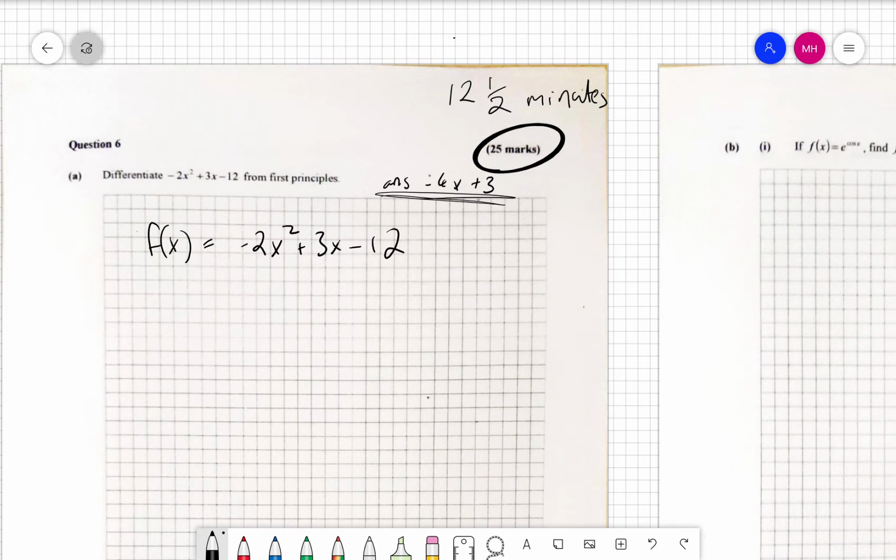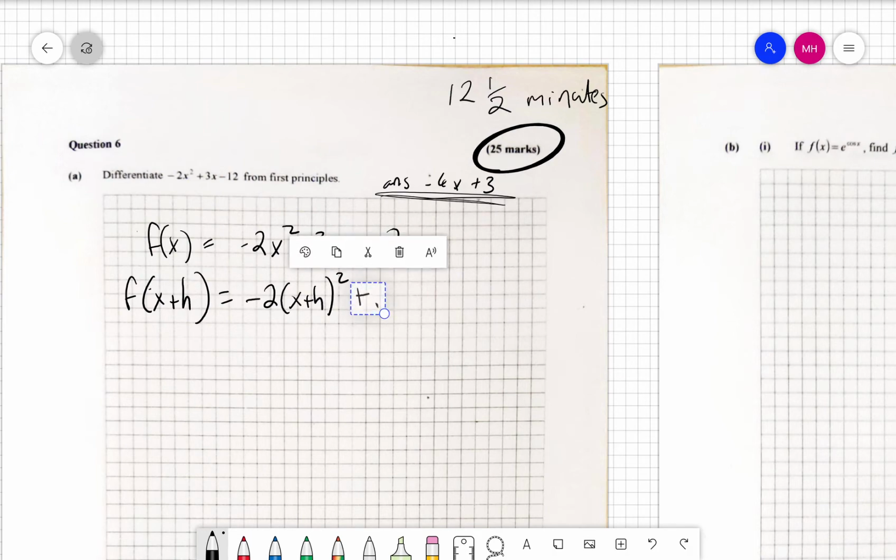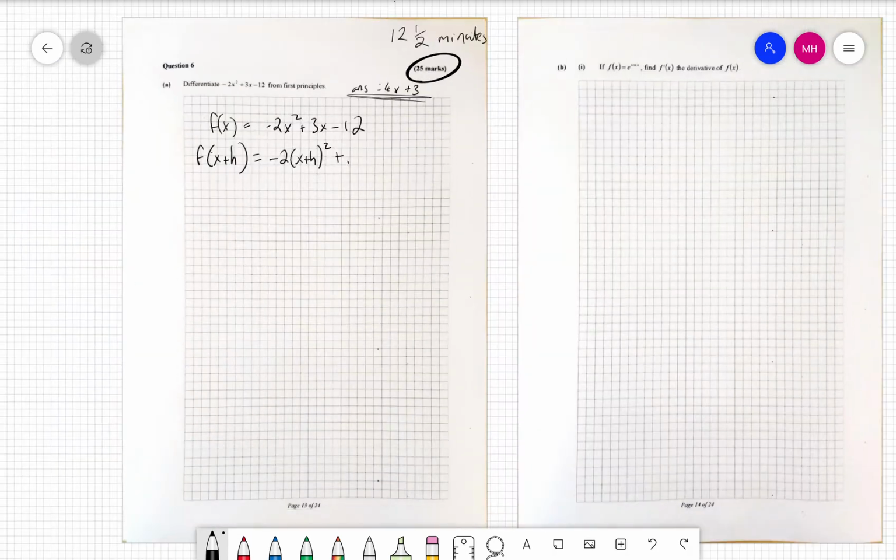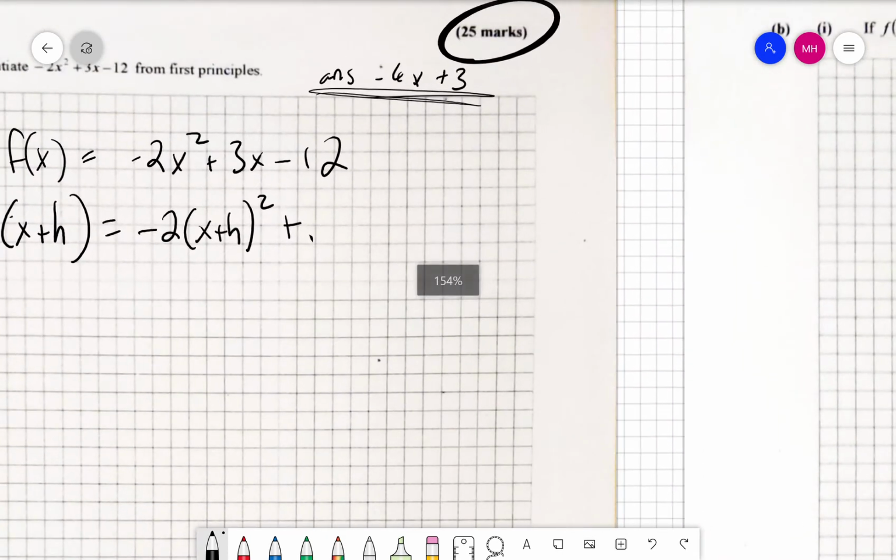The next thing you have to do is introduce your change, which is f of x plus h, to your delta. So that's going to be minus 2 everywhere you have an x. You now have an x plus h to be squared, plus 3 times x plus h minus 12.